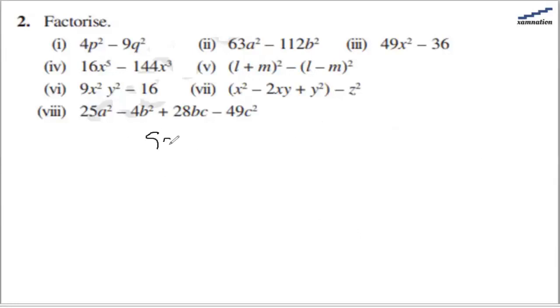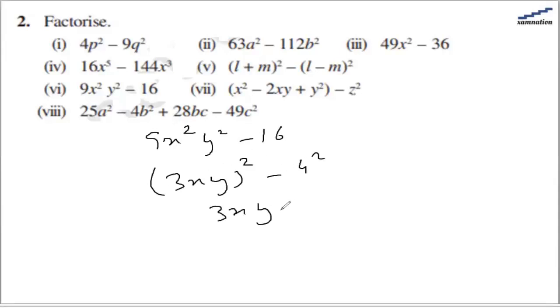For the sixth term, we have 9x square y square minus 16. We can write it as 3xy whole square minus 4 whole square. So it will give us 3xy plus 4 and 3xy minus 4. So these are the two factors of the sixth part.